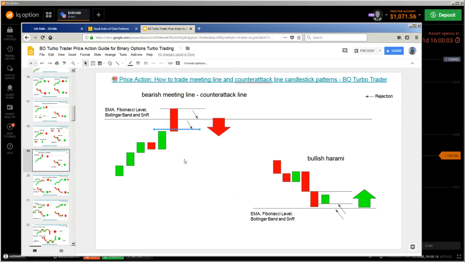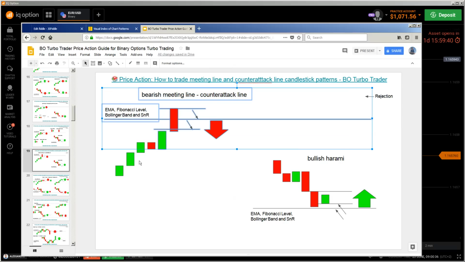And then you enter into a put, because that is a reversal pattern, and that is based on the gaps. That's the reason why I'm explaining this. And the same is valid for the meeting line. A bullish meeting line, which has no special name. It's only the meeting line, bullish meeting line.